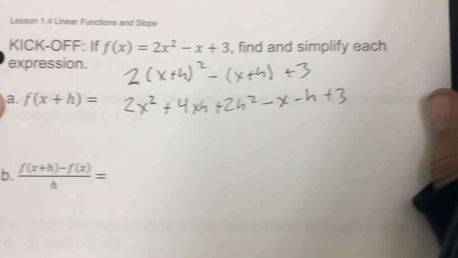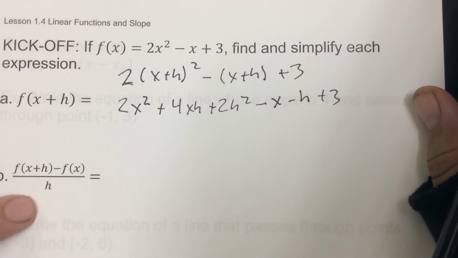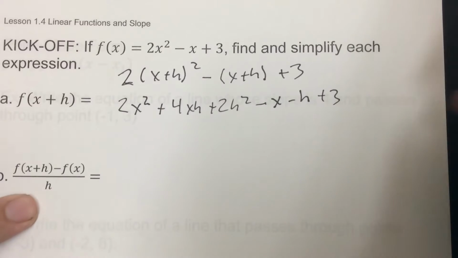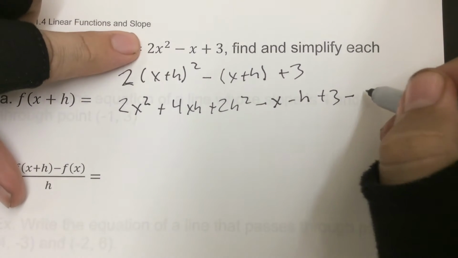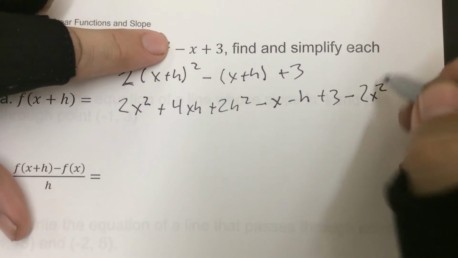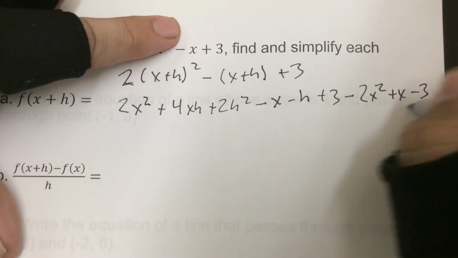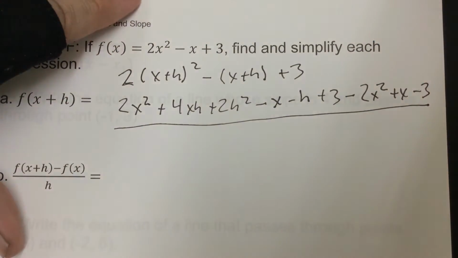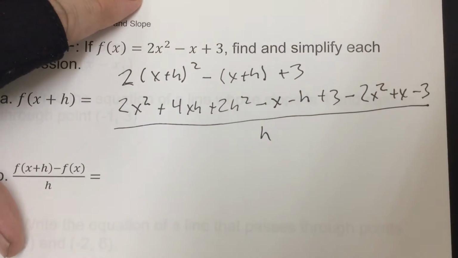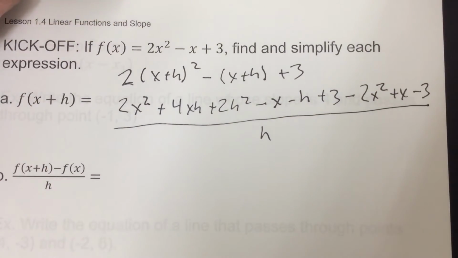Now I'm just going to continue on with this and do the difference quotient. We would subtract our original function, so minus 2x squared. We're minusing a negative x, so that's a plus x, and then minus 3. The whole thing's going to be put over h. Once we get to this part, the complicated stuff's done. Now we're just going to reduce.